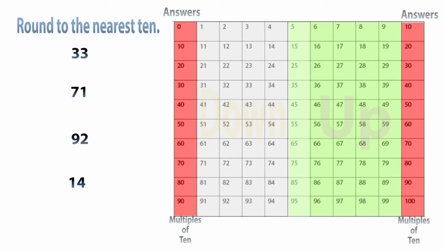Now let's look at these 4 numbers, 33, 71, 92, and 14. With 33, first we need to identify which 2 tens 33 is between, and it is between 30 and 40. We can use our chart to help us. We've identified where 33 is, and it appears that it is closer to 30 than 40. So 33 rounded to the nearest 10 is 30.